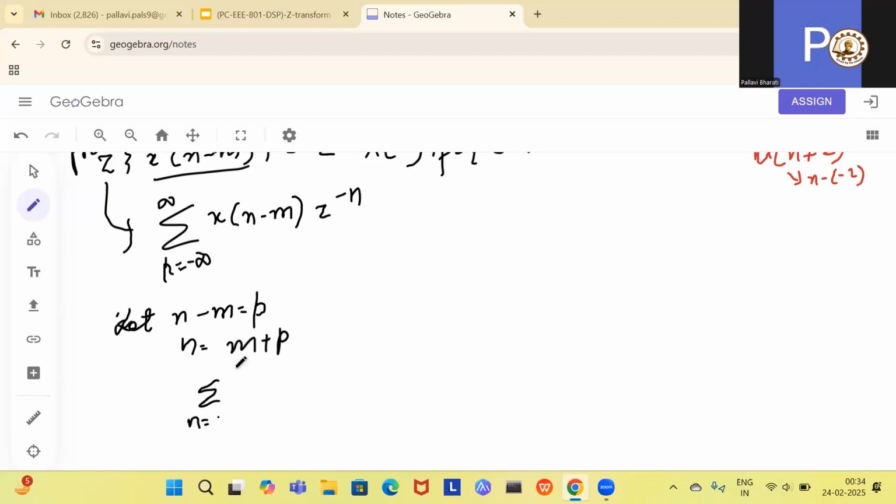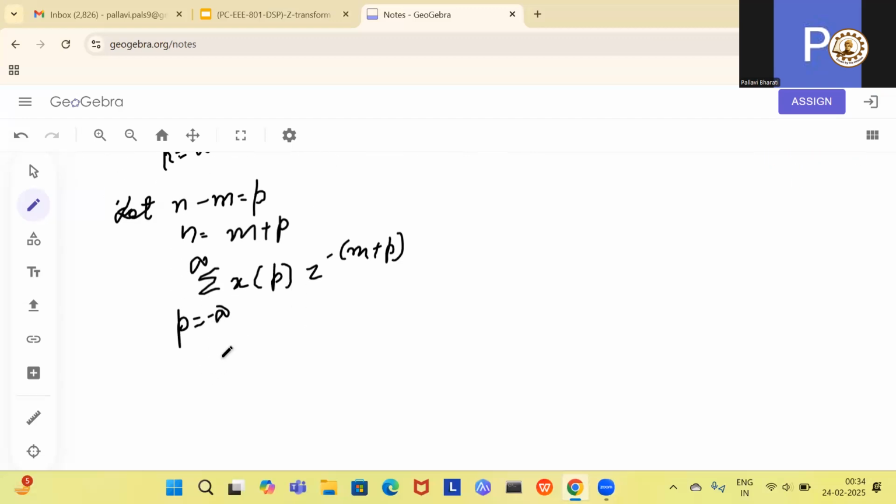So first let us write the inner portion so that after that you will be able to understand which variable is changing. So x of m plus p into z to the power what? Give me a second, small mistake here. This is already n minus m, right? So n minus m is p. So x of p, z to the power minus of m plus p. So the variable that is changing now is p, minus infinity to infinity.